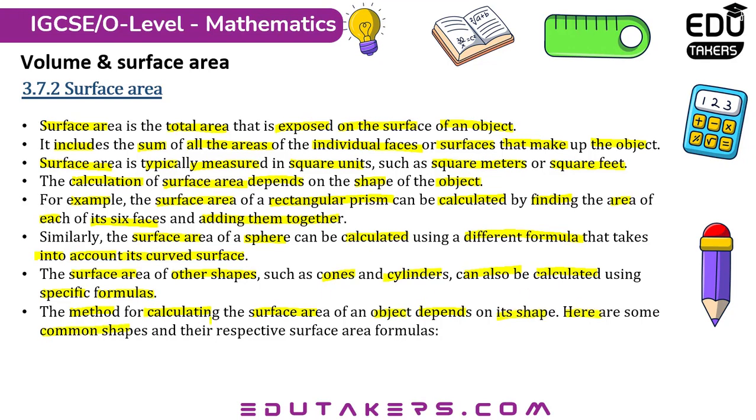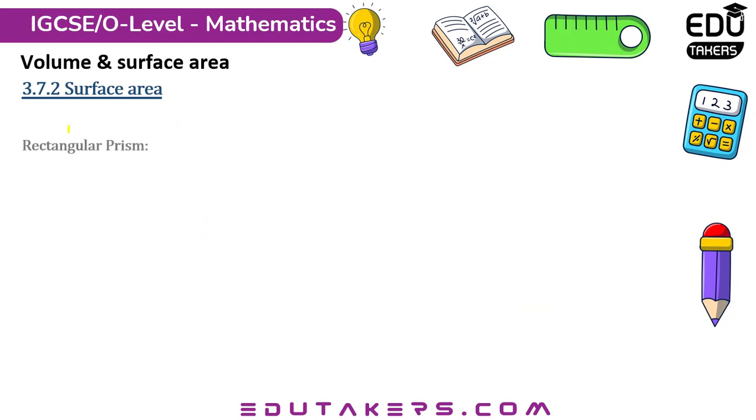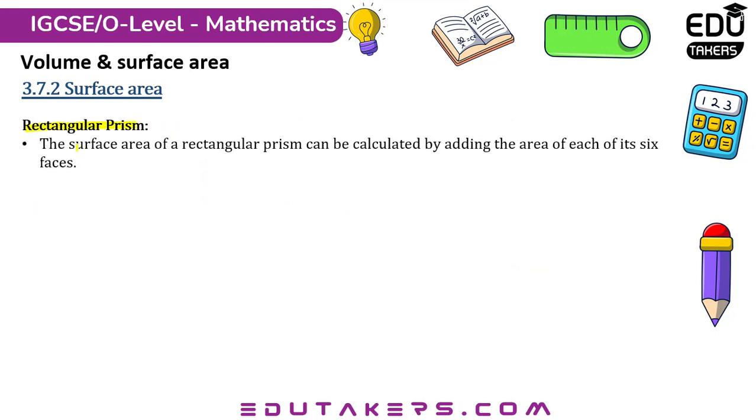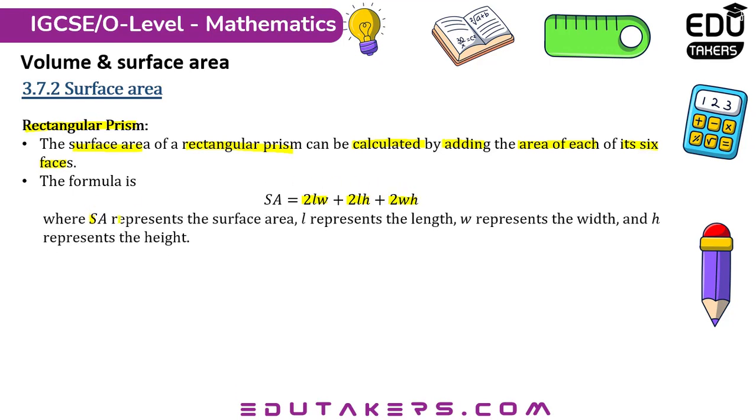Here are some common shapes and their respective surface area formulas. Rectangular prism. The surface area of a rectangular prism can be calculated by adding the area of each of its 6 faces. The formula is surface area equals 2 times length and width plus 2 times length and height plus 2 times width and height, where SA represents the surface area, L represents the length, W represents the width, and H represents the height.